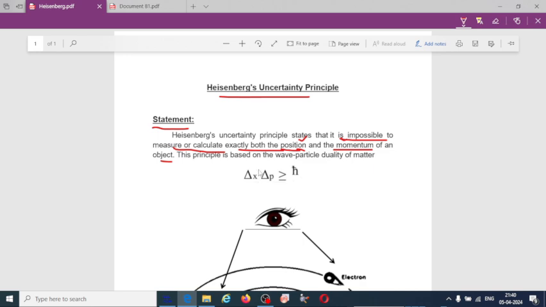Here, if we want to represent it mathematically, we can represent it as delta x, uncertainty in position, times delta p, uncertainty in momentum, which is greater than or equal to h cross. H cross is what? H divided by 2 pi.